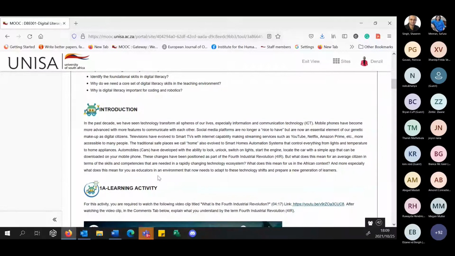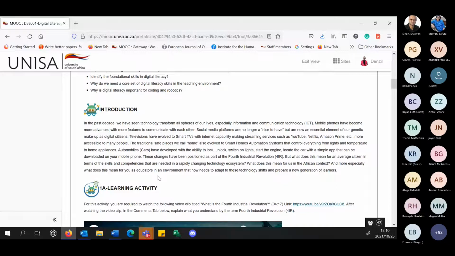Our cars have been much more advanced as well. If we look at some of the cars that are out now, just by downloading one of the apps of that specific dealer, provider, or maker, you can literally lock your car, switch on the lights, switch on the engine, locate your car, all through a simple app on your phone.